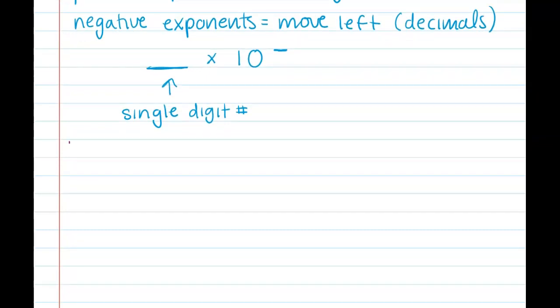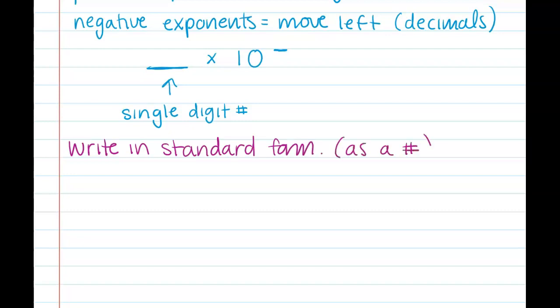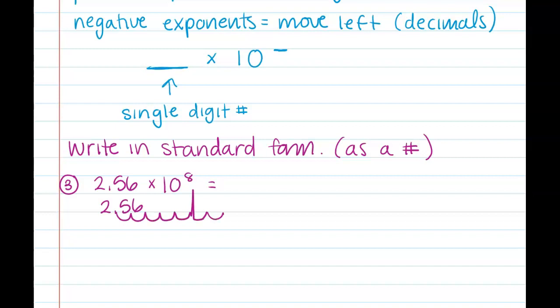Okay. Sometimes we're given scientific notation and we're asked to write the number in standard form. And that just means as a normal number, for lack of a better way to put it. So maybe we have 2.56 times 10 to the 8th. I'm going to rewrite this down here and then move over 8 places. So 1, 2, 3, 4, 5, 6, 7, 8.